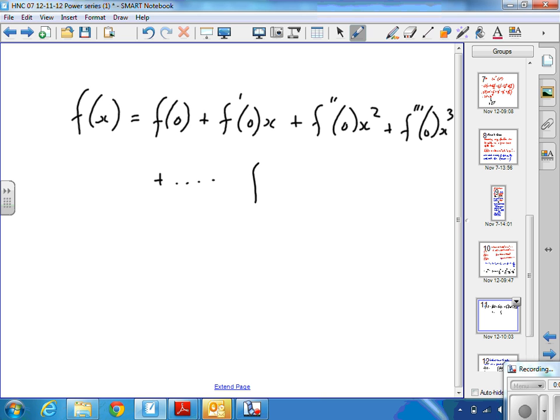And the nth term will be the nth differential at 0 times x to the n. So that's the general term. So that's all we've got to do. We've got to find out what the first differential is at 0, the second differential is at 0, and so on. And that is Maclaurin series.